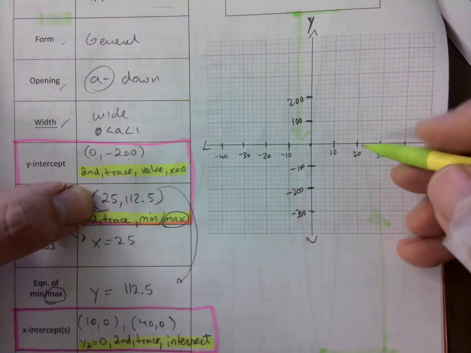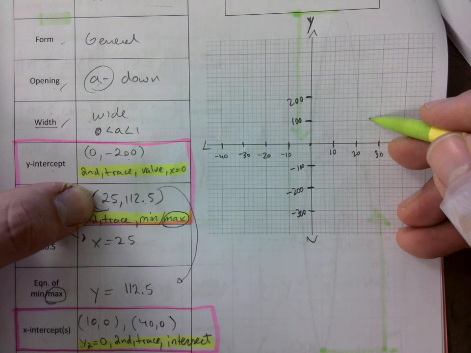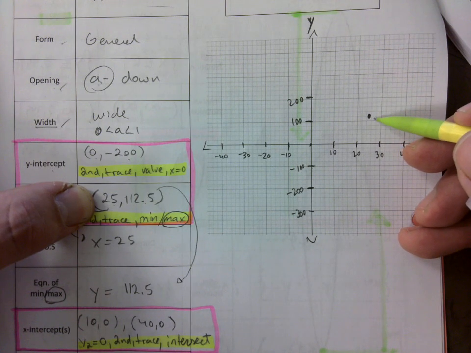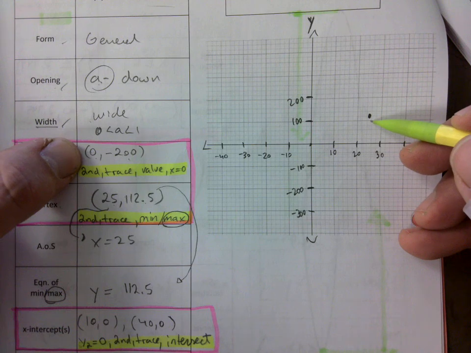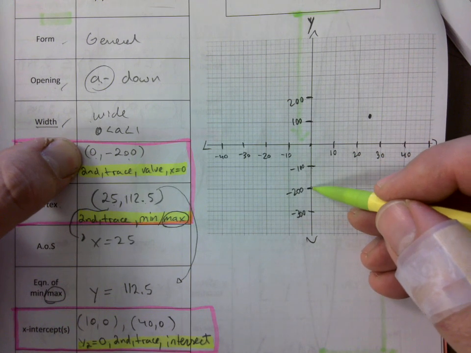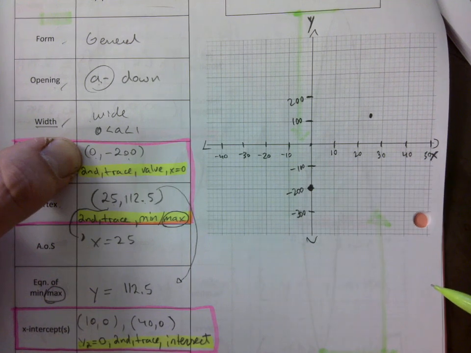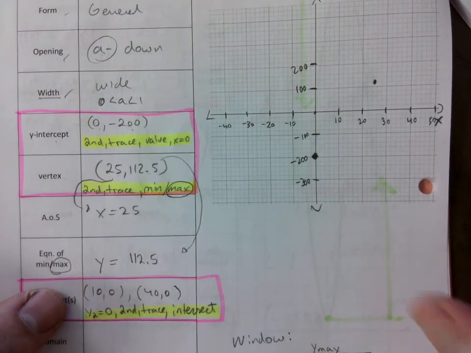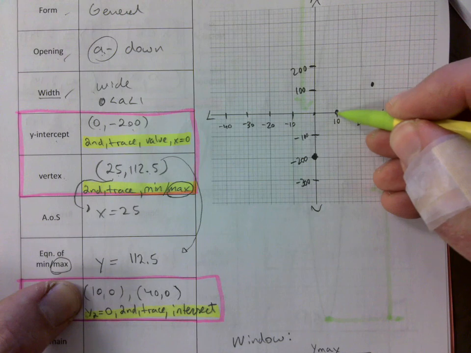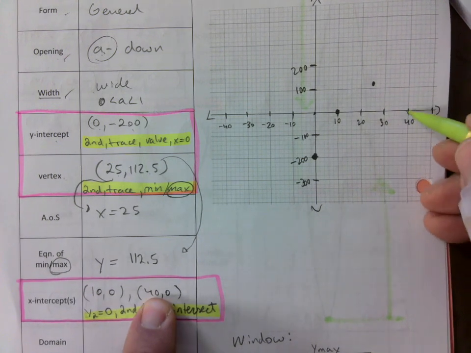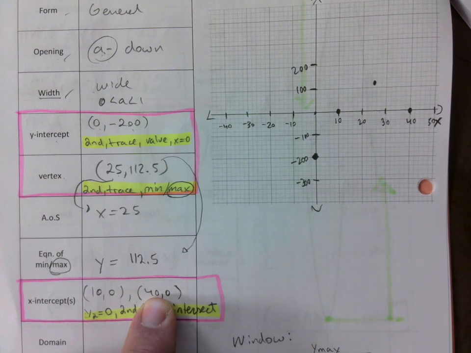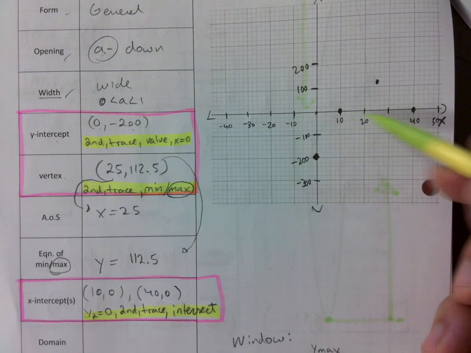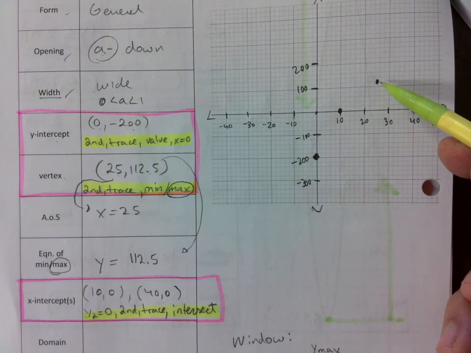I'm going to put my vertex down. 25, 112 is right about there. Approximately is good enough. 0, 200, that goes right here. I'm going to make a big dot there so it sticks out. And my x-intercepts, if they are there, right? So x-intercept is 10, 0, so that'll be right there. And 40, 0 is right there. You should see the parabola at this point, that it's appearing there. I have all my intercepts, and I have the vertex.